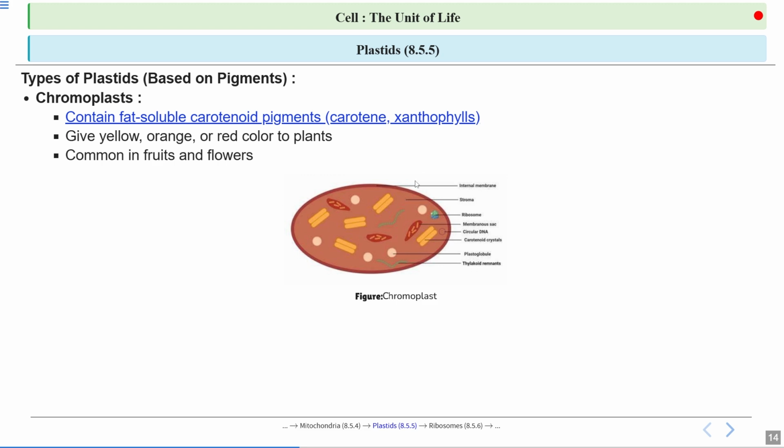So this is not a chloroplast. Chloroplasts have thylakoids, but chromoplasts have only thylakoid remnants here. So chromoplasts cannot do photosynthesis, because they consist of carotene and xanthophyll. For carrying out photosynthesis, you require chlorophyll, which is present in the chloroplast.